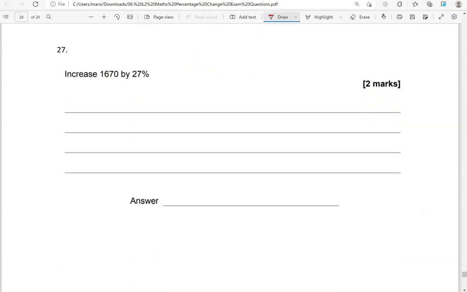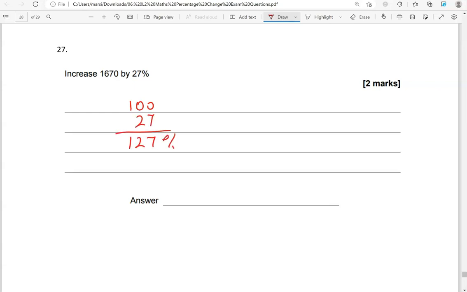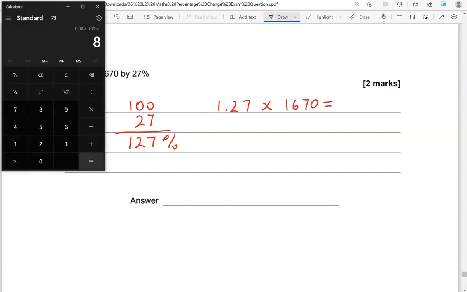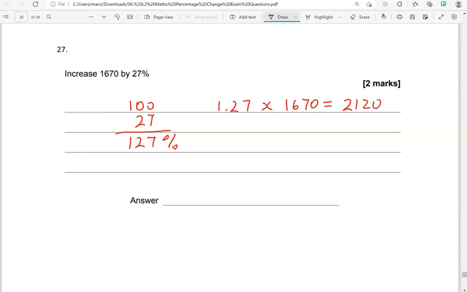Increase 1,670 by 27%. So you're going to increase, so 27%, that's going to be on top of the 100%. So that will make 127%. 127% as a decimal, that is 1.27 of 1670. So we multiply in there. And that gives us 2120.9.